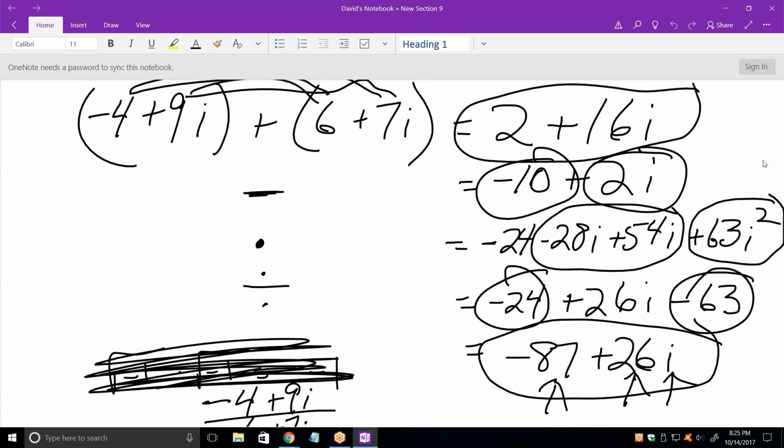I'm sorry, we did have an A. 2 is A. So it's 2 plus 16i. A is 2, B is 16, there's the i. Adding is very simple. You just add the real parts and you add the imaginary parts separately.